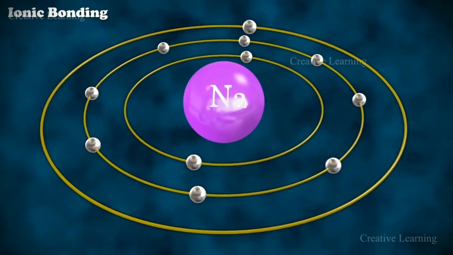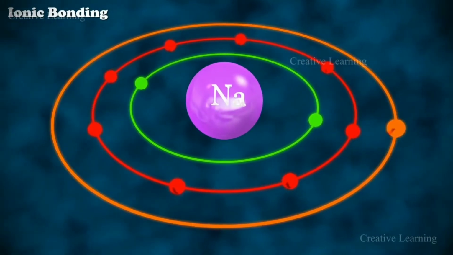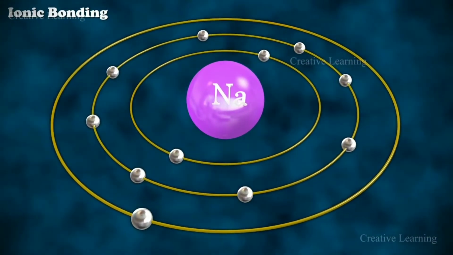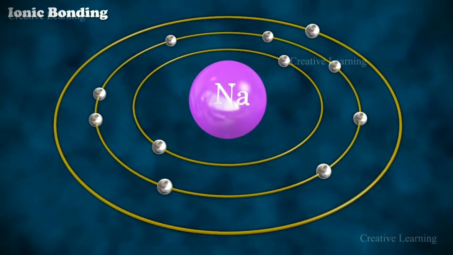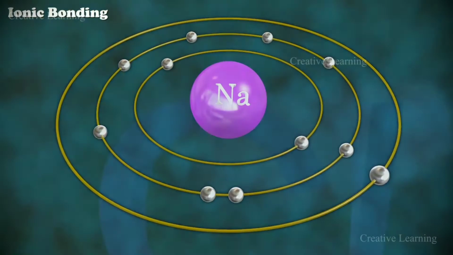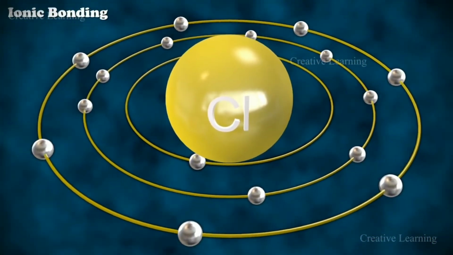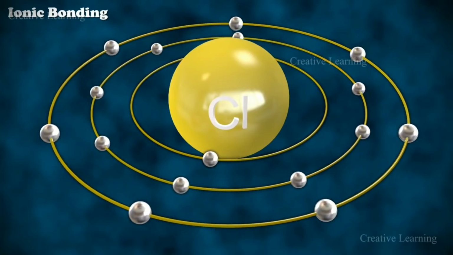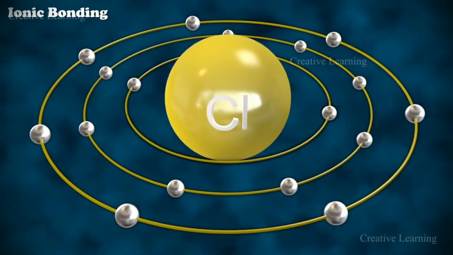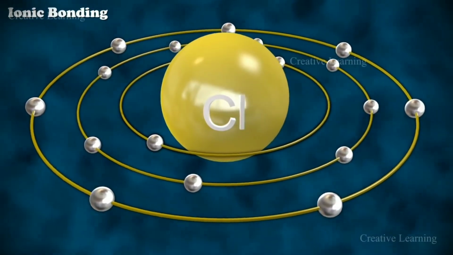Sodium metal has electronic configuration as 2, 8 and 1. It has 1 electron more than a stable noble gas structure. If it gives away that electron, it would become more stable. On the other side, chlorine has electronic configuration as 2, 8 and 7. It has 1 electron short of a stable noble gas structure. If it could gain an electron, it too would become more stable.